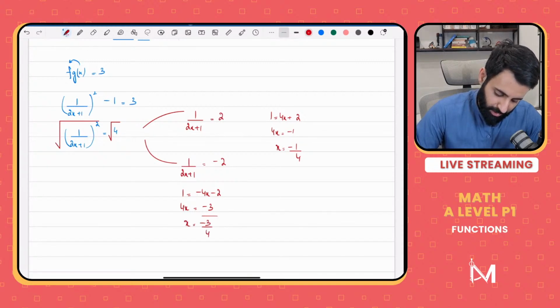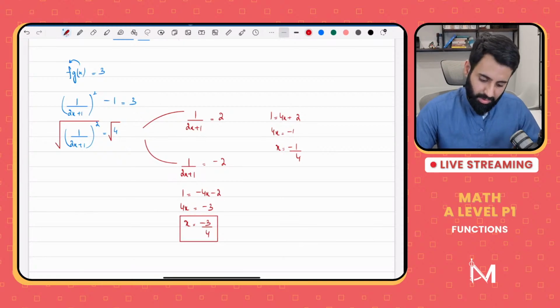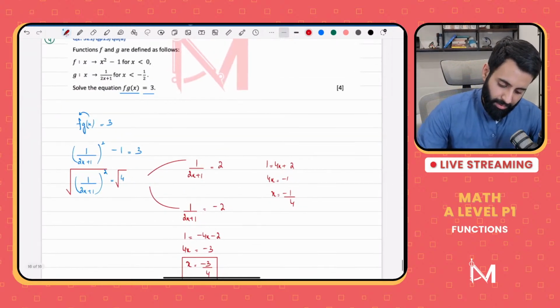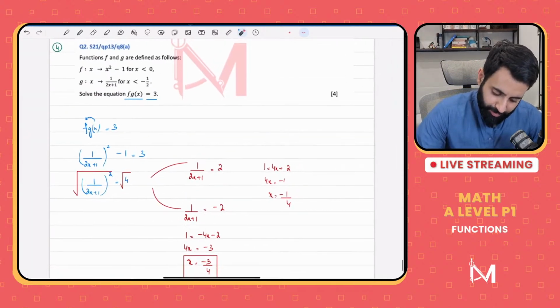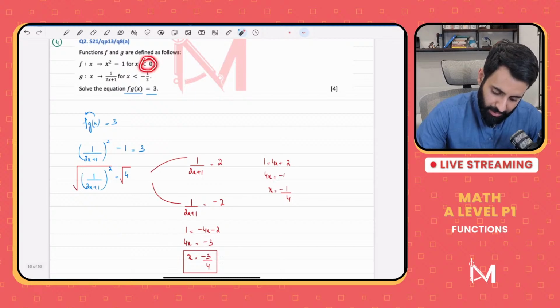Now, do we take both solutions or do we take only one solution? Let's see. Whenever you're solving a composite function, remember, you're going to take a value of x which is common for both the domains.